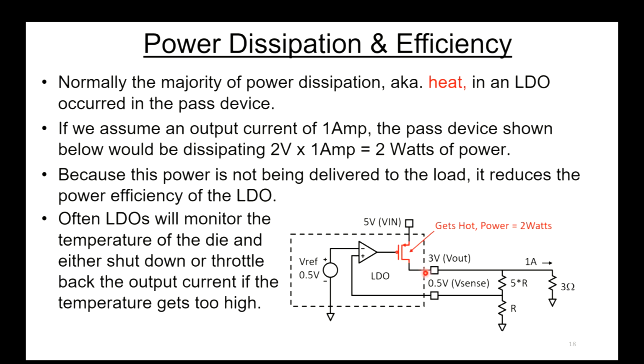Because this power is not being delivered to the load, it reduces the power efficiency of the LDO. You're just burning this as heat. It's not doing anything for the output. Often LDOs will monitor the temperature of the die, and they'll either shut down or they'll throttle back the output current if the temperature gets too high. This is part of thermal protection.